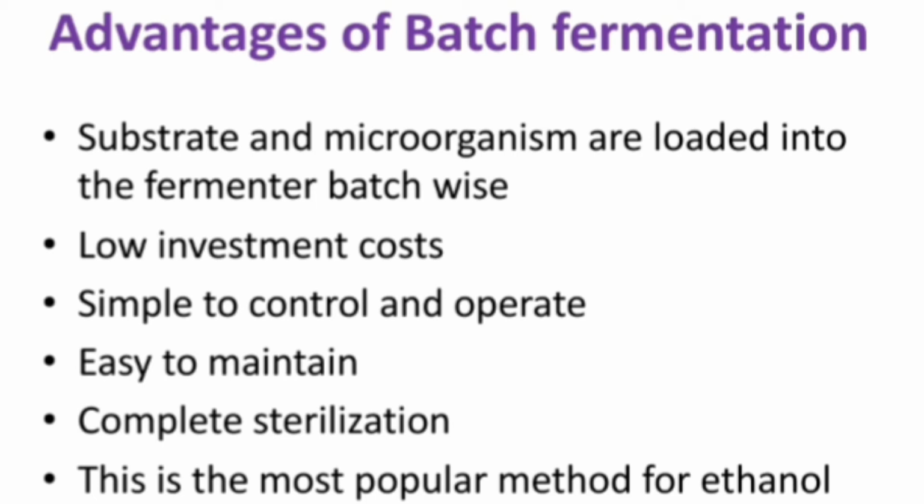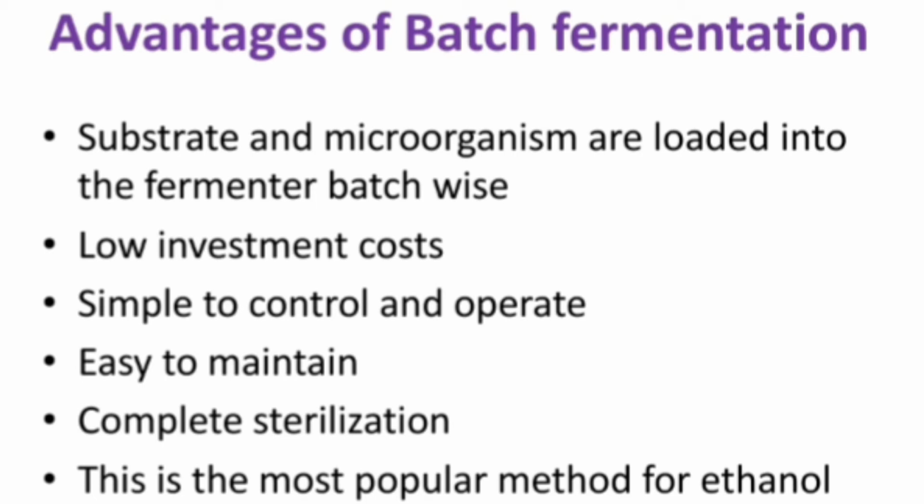And here the substrate and the microbe are added at the initial phase only. Then we don't disturb that system. Substrate and microorganisms are loaded into the fermentation batch wise. That means if you want to prepare wine a second time, we have to clean the vessel and add new grapes and new yeast to that vessel. So batch wise we are adding the substrate as well as the microbe into a fermenter.